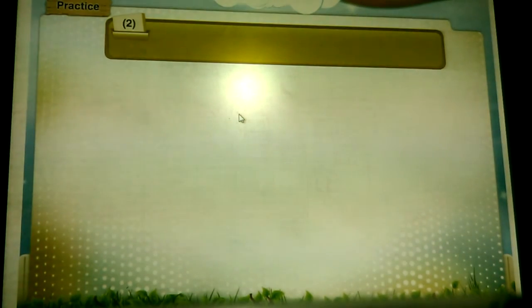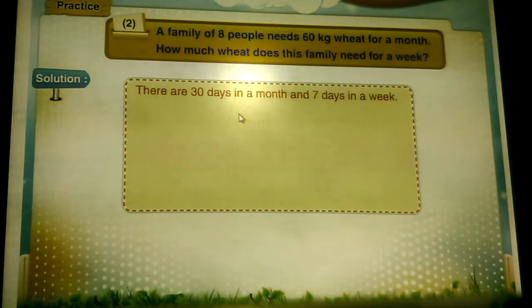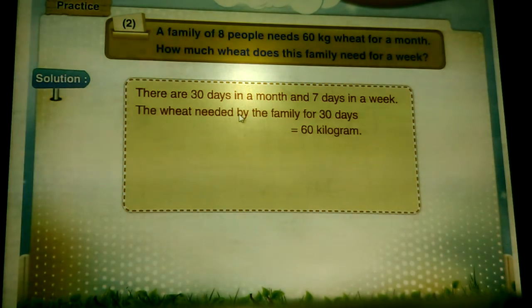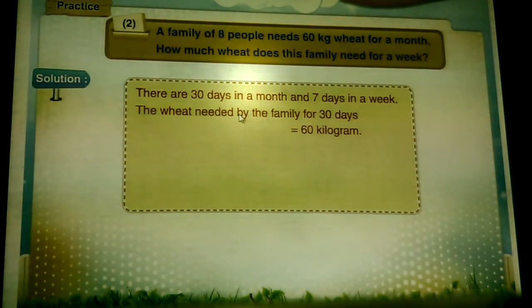2. A family of 8 people needs 60 kg wheat for a month. How much wheat does this family need for a week? Here's the solution. There are 30 days in a month and 7 days in a week. The wheat needed by the family for 30 days is equal to 60 kilograms.